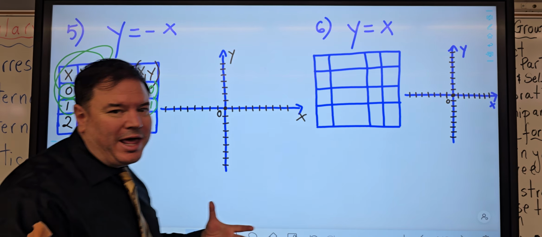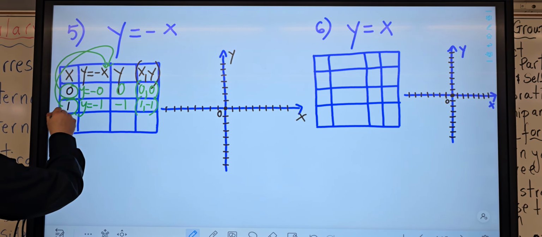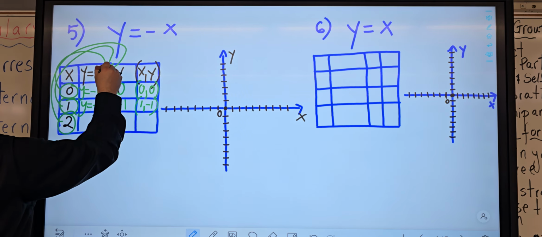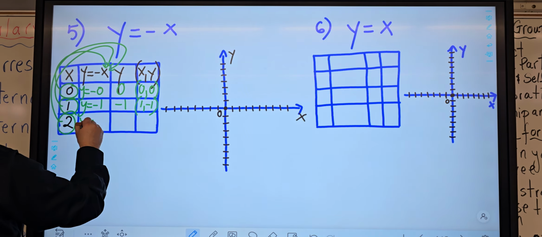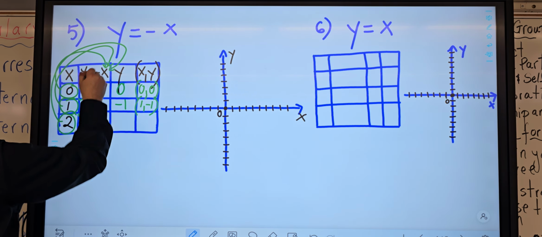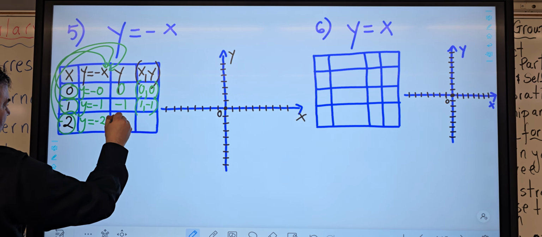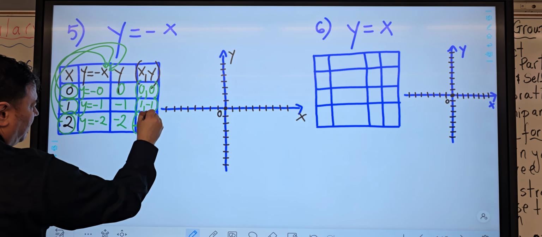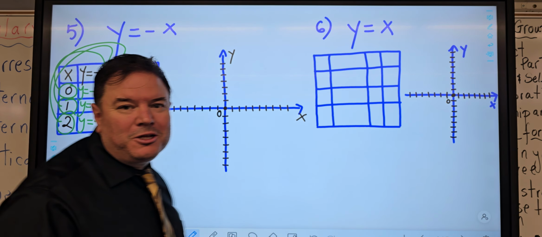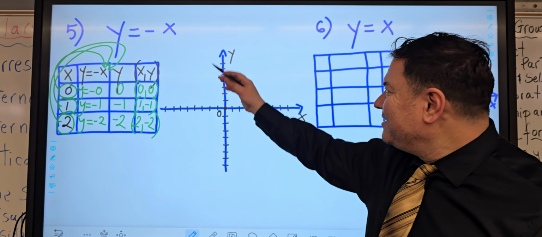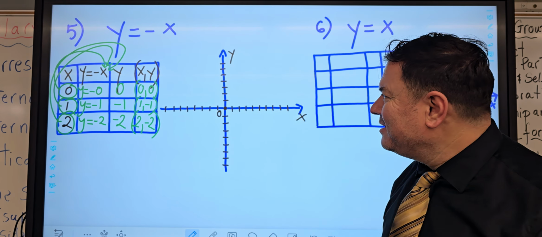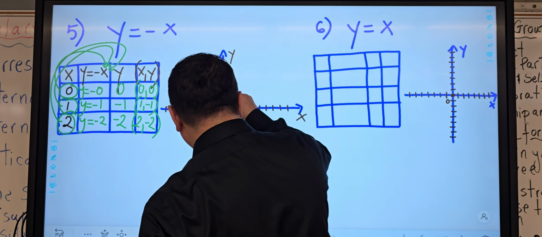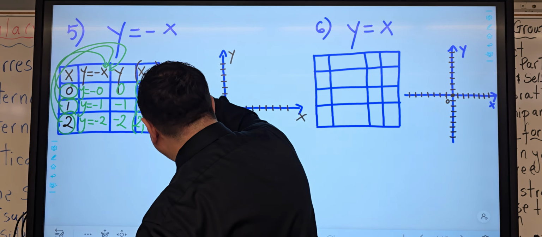Okay, and let's continue now with 2. Instead of x, we put in the 2. So we have y equals negative 2. Don't forget this negative. When x equals 2, y equals negative 2. And now we are ready to graph this equation, right? Of course, 0, 0 goes to the origin. That's the first one right there.